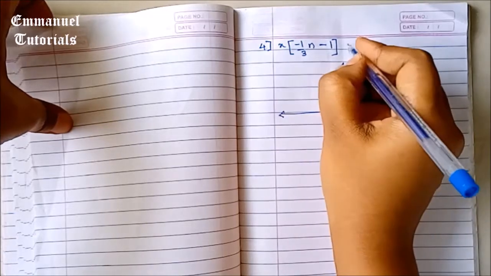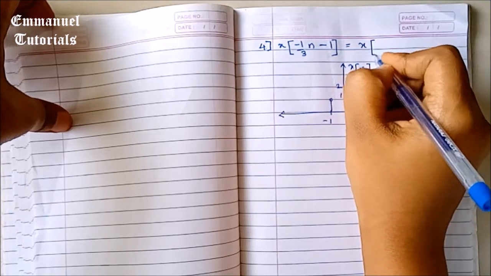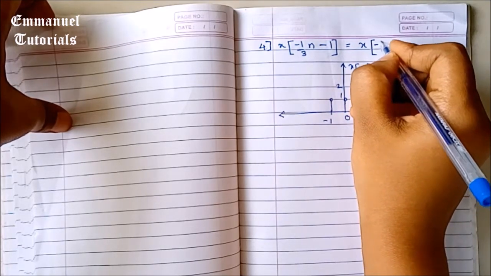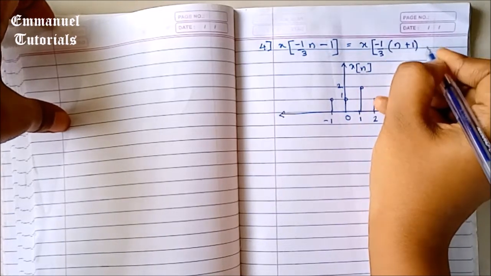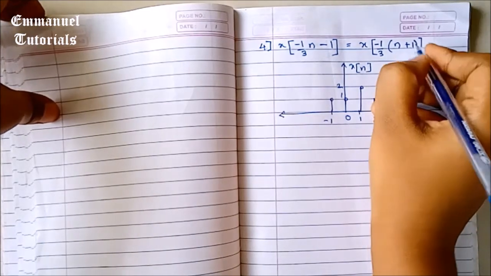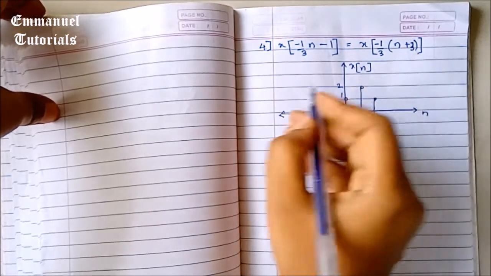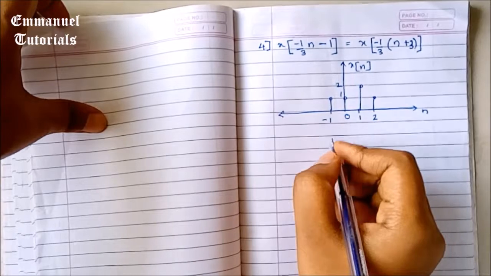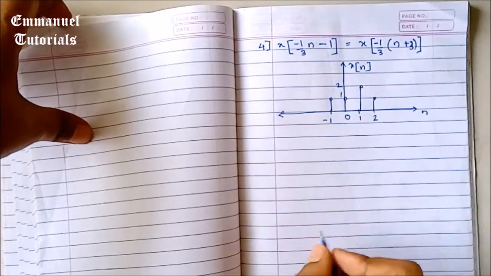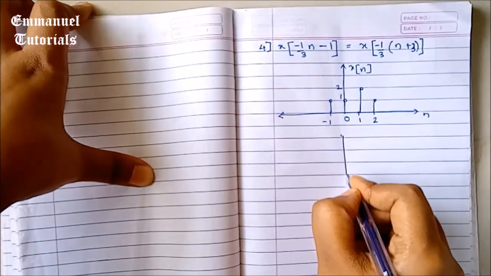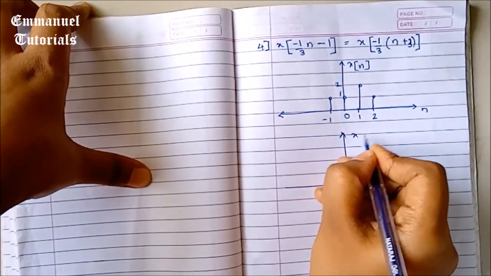And if we follow the same steps as the previous ones, it will be x of minus 1 by 3 and n plus 1 inside the brackets. So it will be n plus 1 into 3, inside the bracket. Now first we will scale the signal by minus 1 by 3. First we'll perform time reversal, so it will be x of minus n.